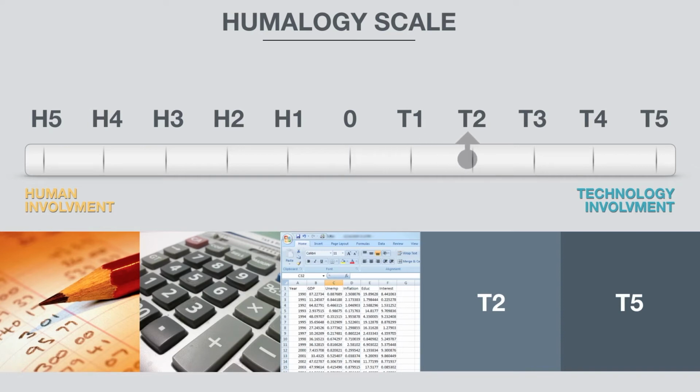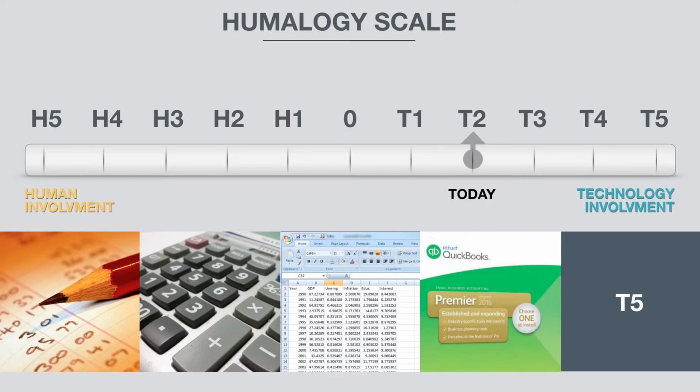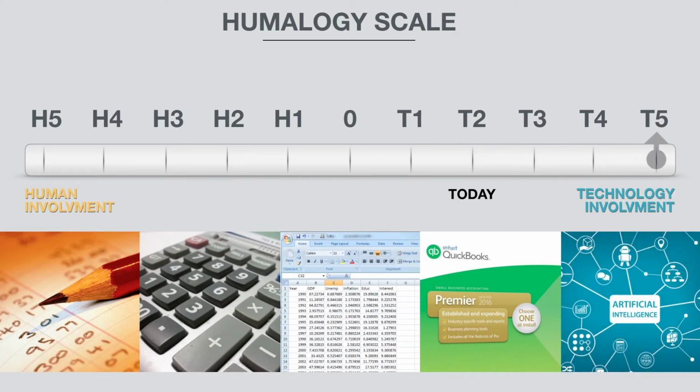So what about a T2? Well, a T2 is about where we're at today. So if your company used some sort of accounting software, we would say your accounting is a T2. A T2 takes pre-programmed accounting rules and just applies them to your numbers. So what would a T5 look like in the future? Well, likely it's some sort of artificial intelligence that just learns your business. It learns how you spend your money. It learns how you budget your money. It learns what you do with your money. And then it gives you a suggestion on how to more efficiently use your money.